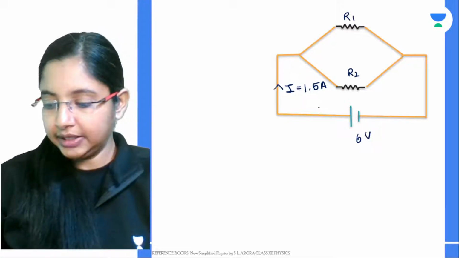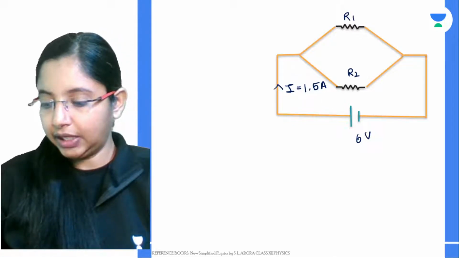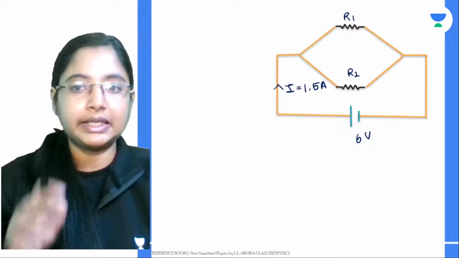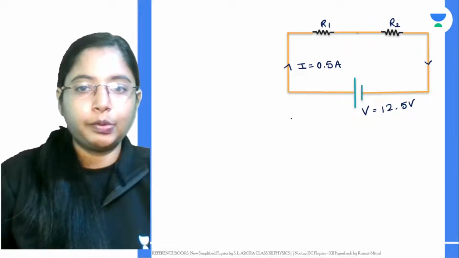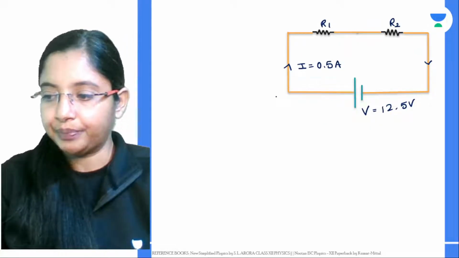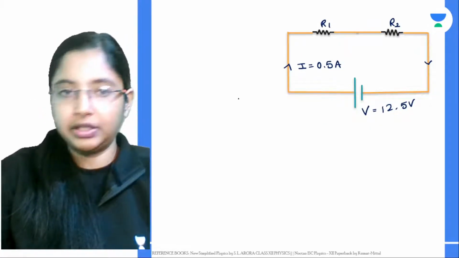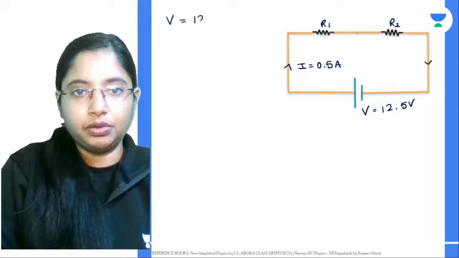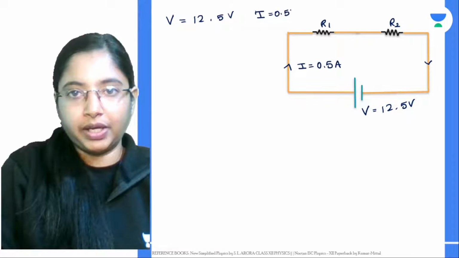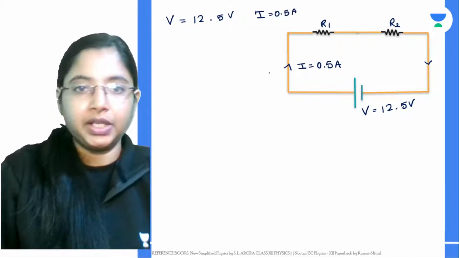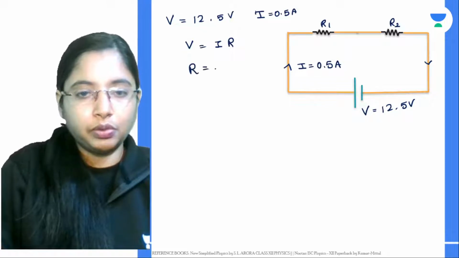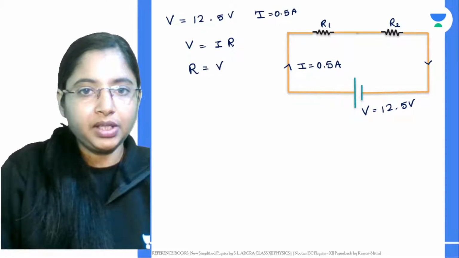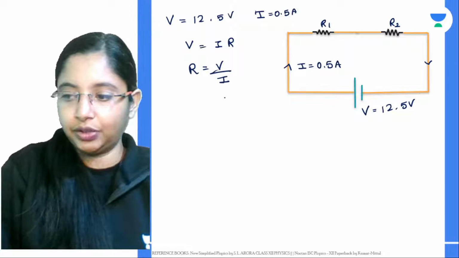Now, what is the value of these two resistors, R1 and R2? That is what we need to find. Let's start with the series combination. In this case, we know V is equal to 12.5 volts, and we know the current is 0.5 amps. We know V is equal to I times R, so R is equal to V by I. This value we know.